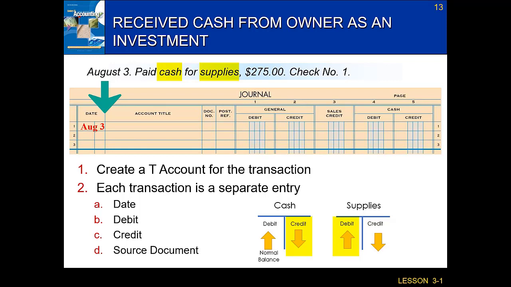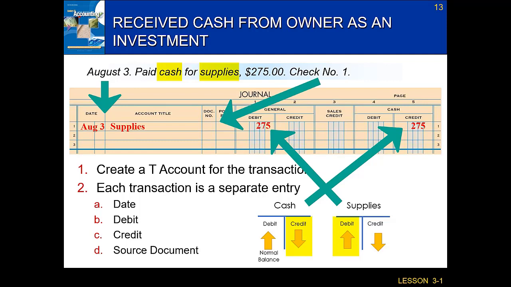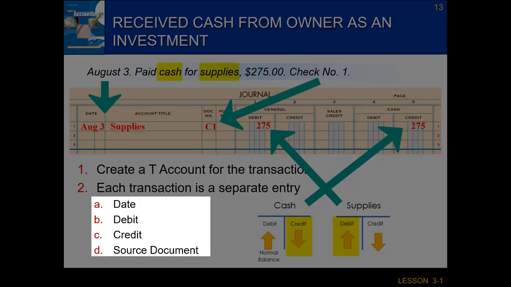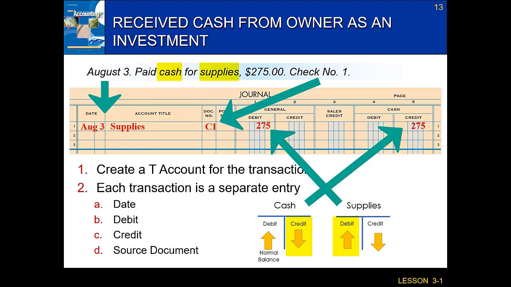So I can put my cash in the special cash amount column under credit. And then I can put supplies, which is a general amount column, under account title. And then if I have a credit in cash, I'll have a debit in supplies. And then I'll drop in my source document, which was check 1, so C1. Again, I've got the date, I've got a debit, a credit. My 4th thing is the doc number. And then my 5th thing is that account title for supplies because I used a general column.